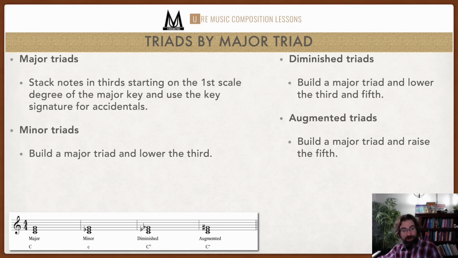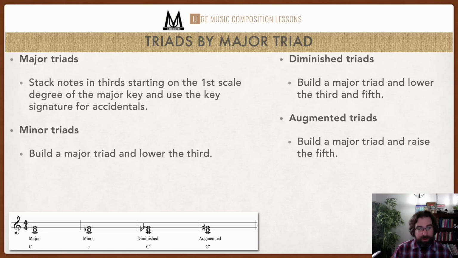So here's your major triad. Lower the third for a minor, lower the third and the fifth for diminished. Go back to the major if you want to make an augmented triad, and then just raise the fifth. And those are your four basic triads, and that's one way to do it if you want to perceive of your major, minor, augmented, and diminished triads based on a major triad.